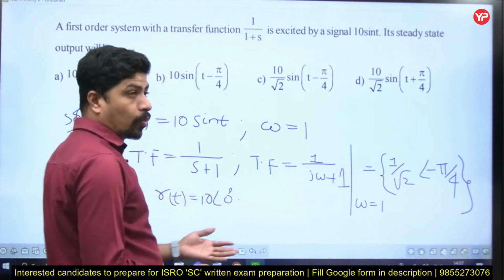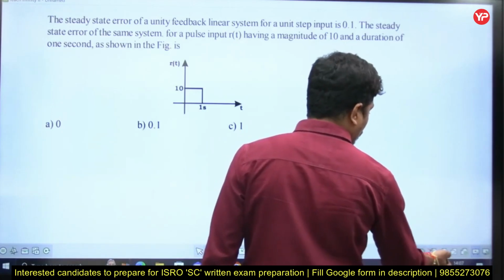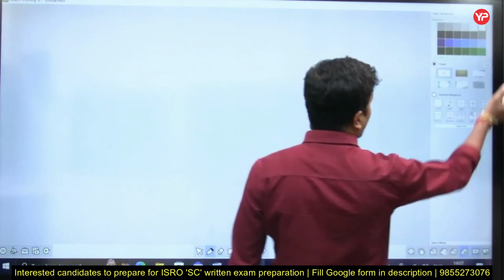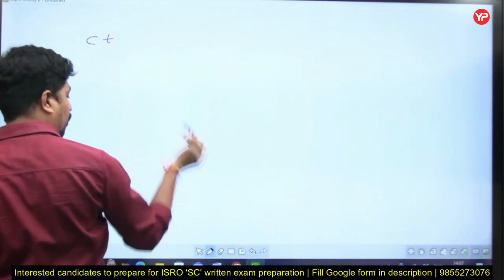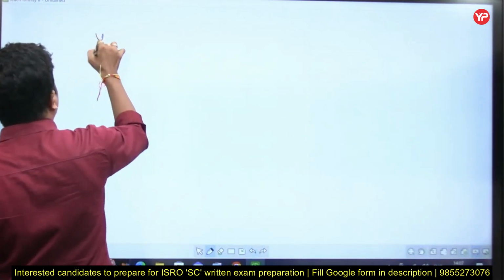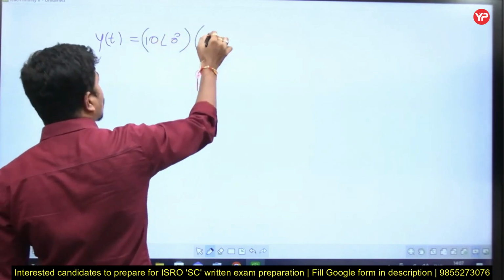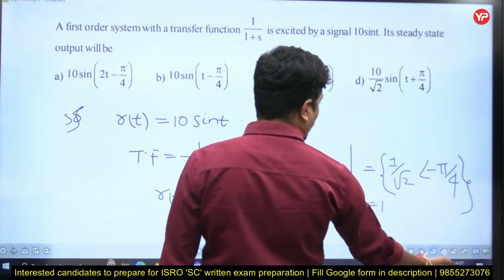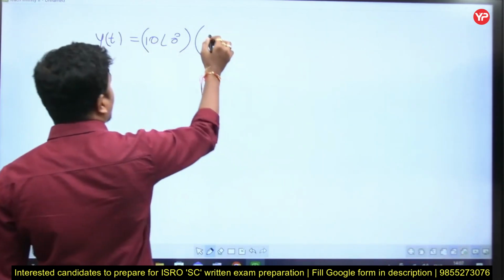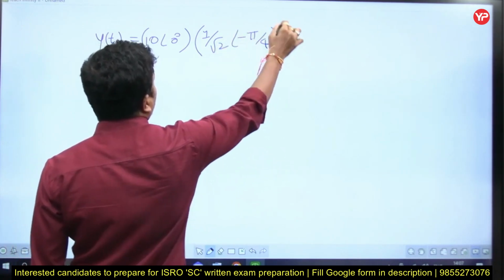Now what is output? Output equal to input into transfer function. Output C of t, or let me take it as Y of t. Y of t equal to input 10 at an angle 0 degrees into transfer function. What is the transfer function? Transfer function is 1 by root 2 at an angle of minus pi by 4.